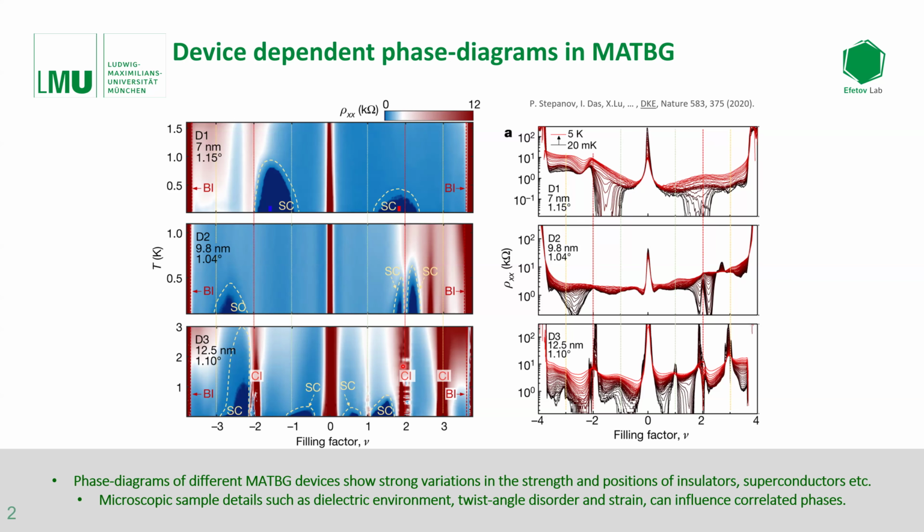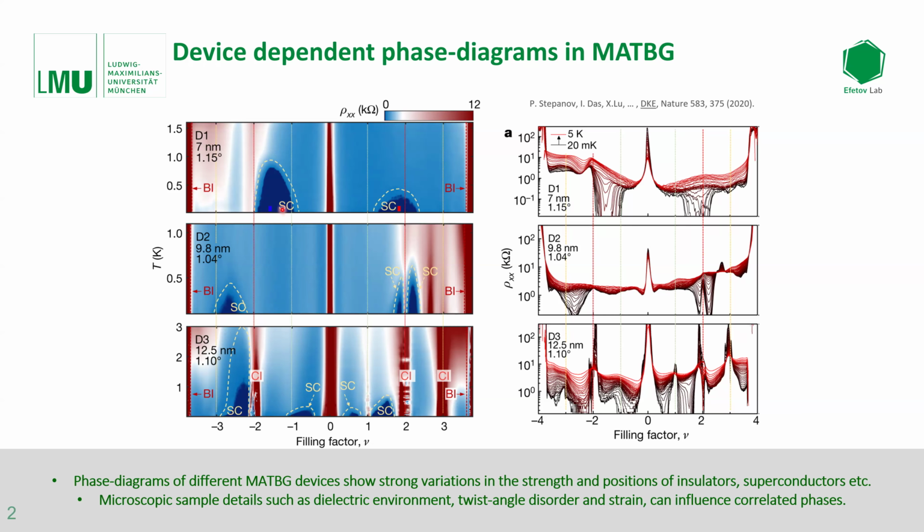sample-to-sample variations, where in particular, very early on in the field, in the first 1 or 2 years, different devices often showed quite different phase diagrams, even though the twist angle was very similar. And here is an outtake of one of our earlier papers that we published in 2020, which shows several devices with several twist angles, but also with several dielectric thicknesses of the HBN beneath it.